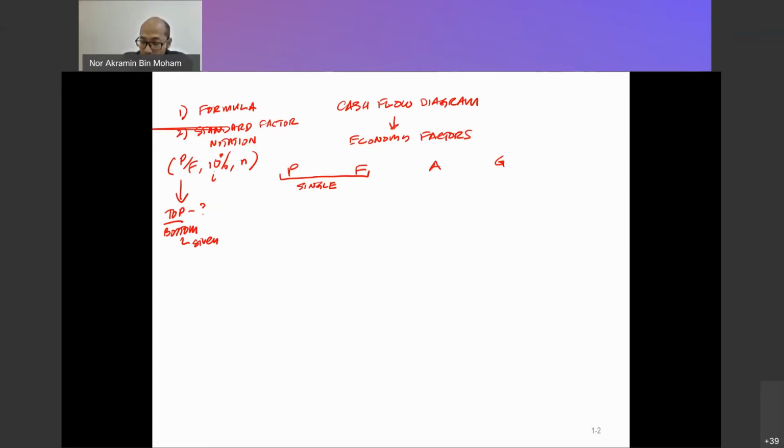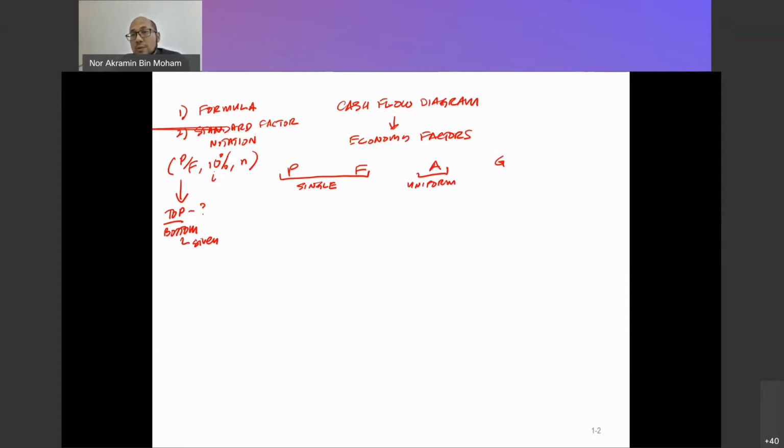All right, and then we have covered this. We started our discussion on economic factors with P and F, the single payment factor. Why single payment factor? Because this factor only represents a single value. And then we also covered the uniform series factor.